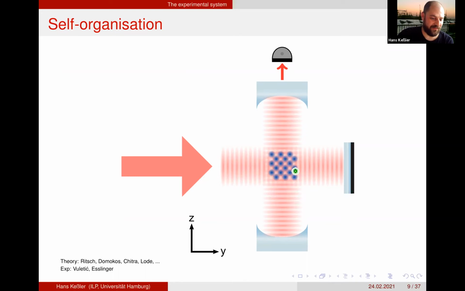This was first observed in the group of Vladan Vuletic with thermal atoms, and in the group of Tilman Esslinger with a BEC.